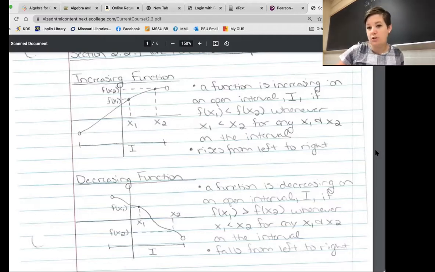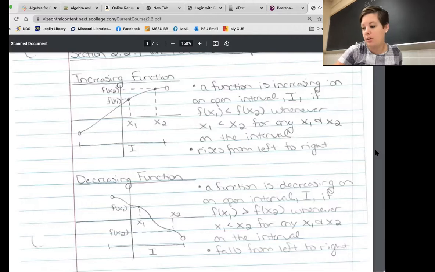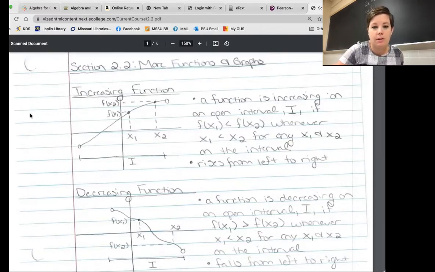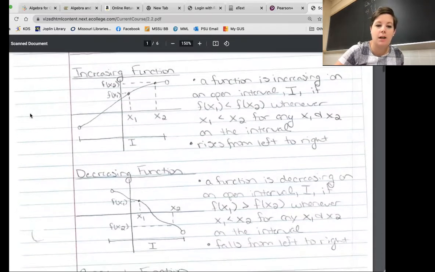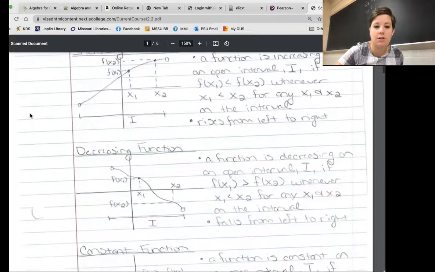So this is section 2.2, which is over more functions and graphs. We're going to talk about different kinds of functions and how they interact with each other and what that means when we are graphing them or looking at them algebraically. If we look at the notes, it did copy a little crooked, so I apologize for that. But the first thing we're going to talk about is increasing, decreasing, and constant functions.